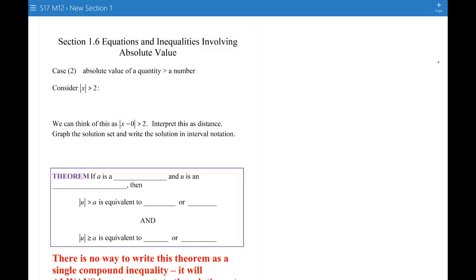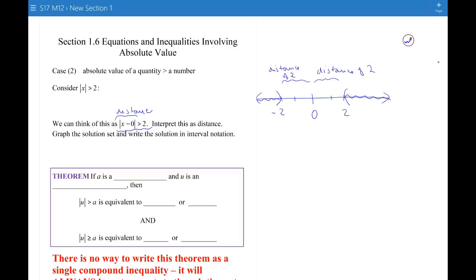So let's think about absolute value of x is bigger than 2. Again, we can think of this as absolute value of x minus 0, where we have 0 as the center of an interval, and then 2 is the distance from the center. So this is a distance of 2 and a distance of 2. But now we want that distance, think about absolute value as distance, to be bigger than 2. So I want these tails of the number line, not the part in the middle.